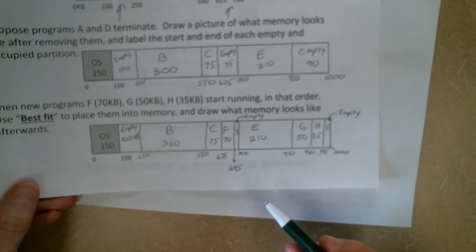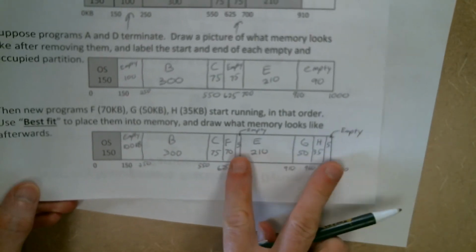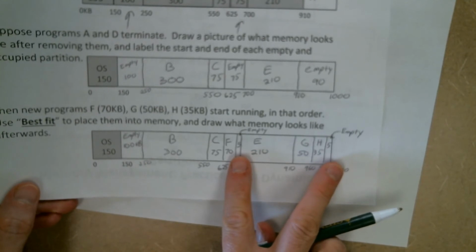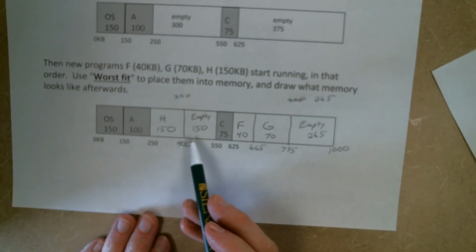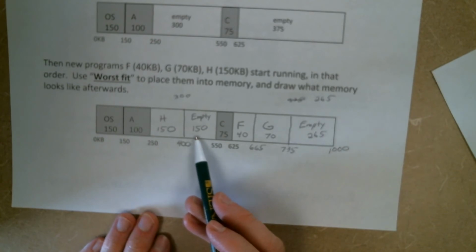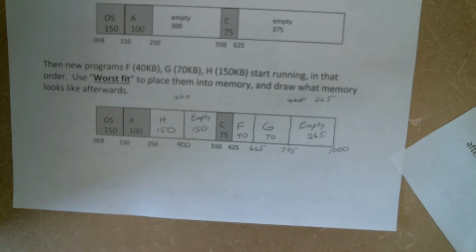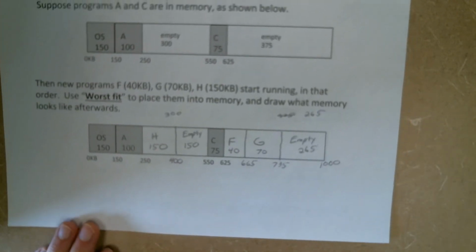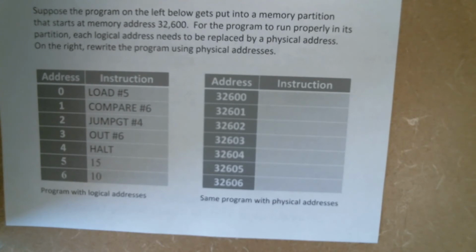All right, when we did best fit, you had 5 kilobytes there, you had 5 kilobytes there, probably not large enough to be very useful. In comparison, here we had 150 kilobytes, 265 kilobytes, much more flexible, much more able to run all sorts of programs. And then the last thing that we talked about today, memory management with address binding.